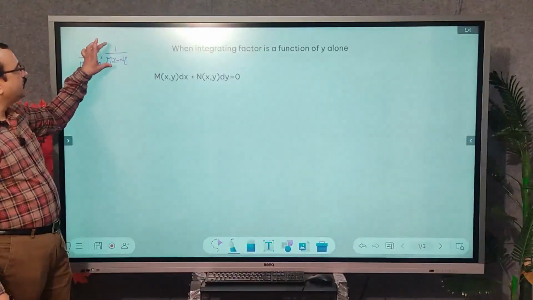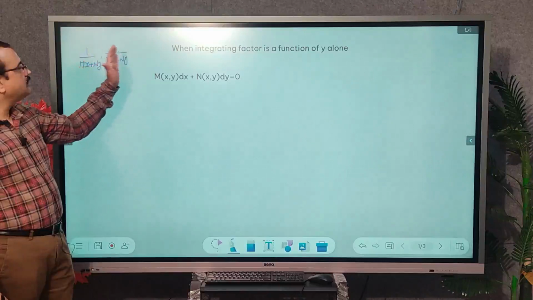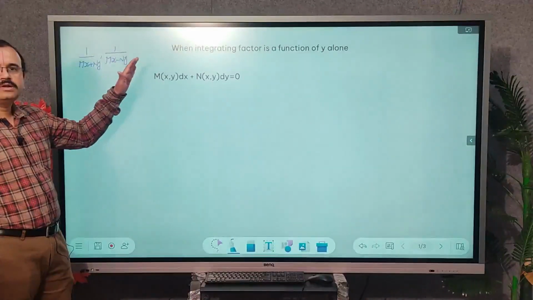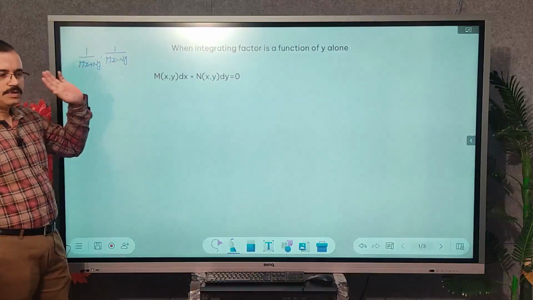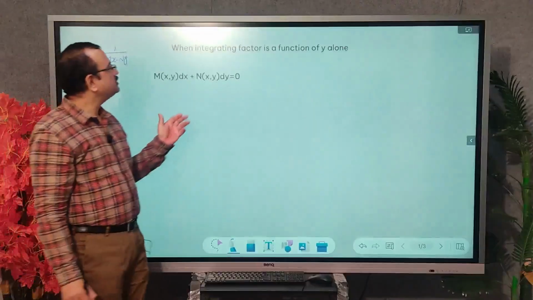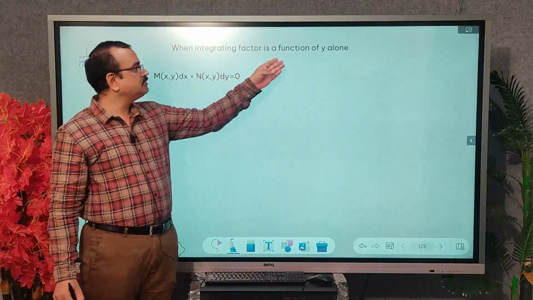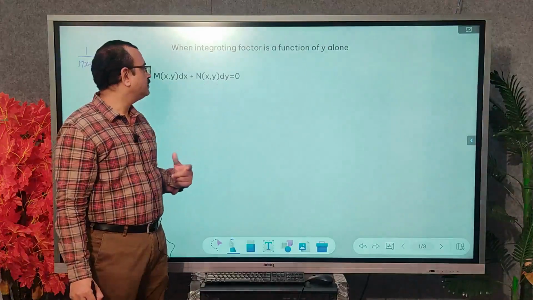And second one, if the given DE is not an exact DE and we have a certain standard form for the equation, then we can take the integrating factor as 1 by mx minus ny. Now we are coming to another case. This case comes under when the integrating factor is a function of y alone. So how can we identify that?